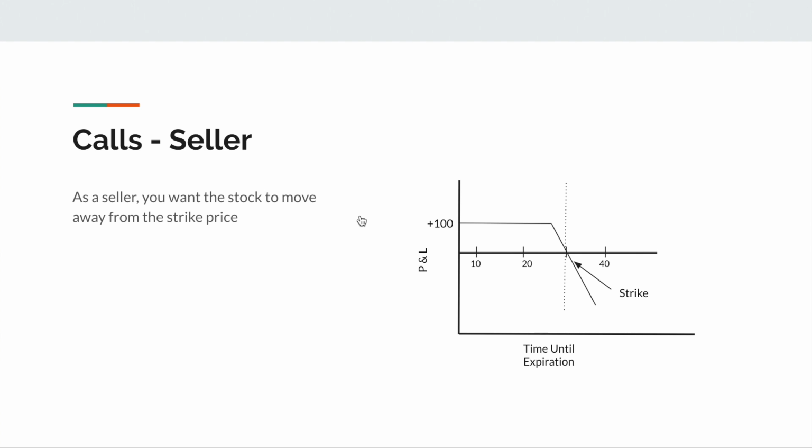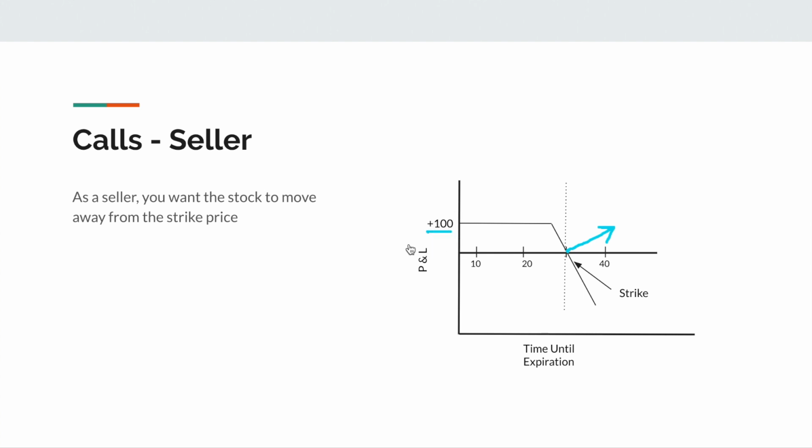So remember, there are two sides to this. There's one buyer and one seller. The buyer of a call option is hoping that the stock closes above the strike price. That way they can actually make money on this call option. The seller does not want to give back his credit.